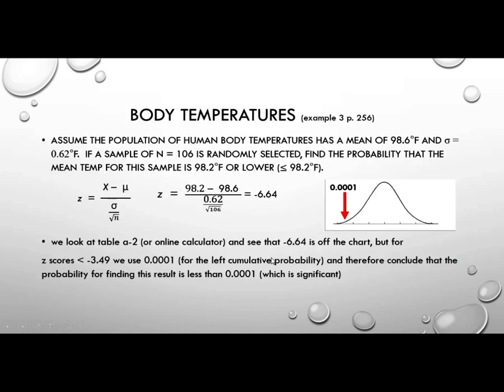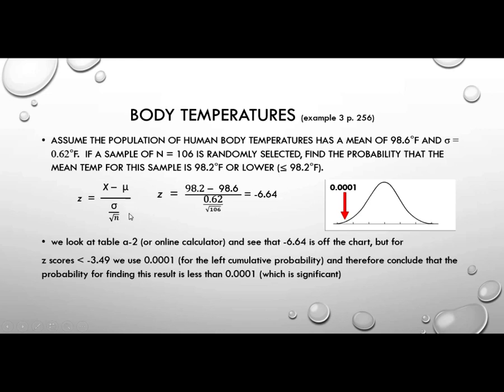Okay, so one example from the text. Example 3 on page 256. So body temperatures. Assume the population of human body temperatures has a mean of 98.6 degrees Fahrenheit and a standard deviation of 0.62 degrees Fahrenheit. If a sample of n equals 106, our sample size is 106 people, is randomly selected, find the probability that the mean temperature for this sample is 98.2 degrees Fahrenheit or lower. So it's less than or equal to 98.2. So we're looking in this tail to the left.